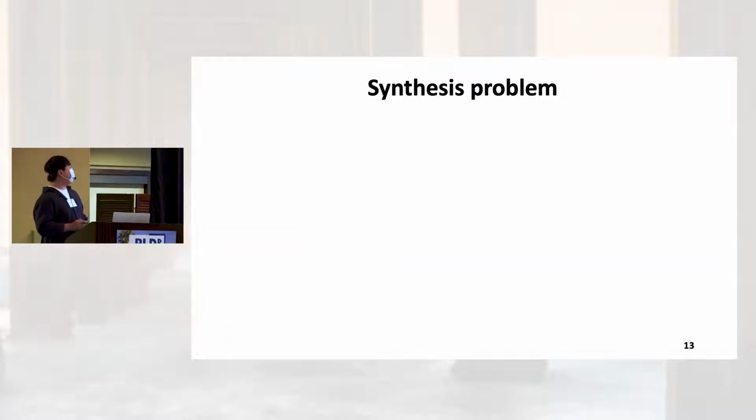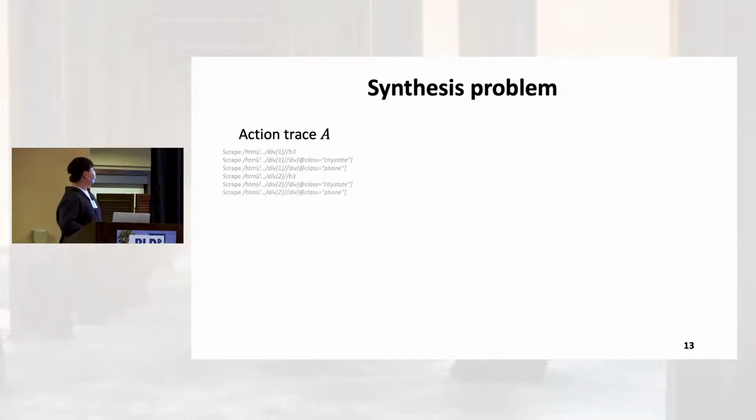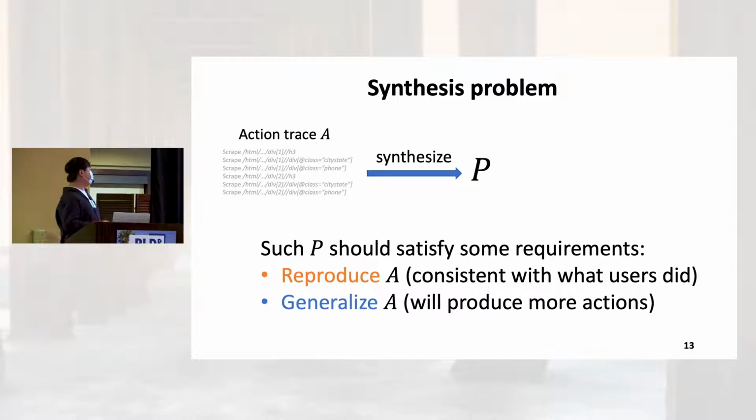Our synthesis problem is that given an action trace A provided by the user, we want to synthesize a program P, and such program P should satisfy some requirements. First, it should reproduce A, which means it should be consistent with what the user did. And also, it should generalize A, which means it should produce more actions so that we can know what the user might do and provide some predictions.